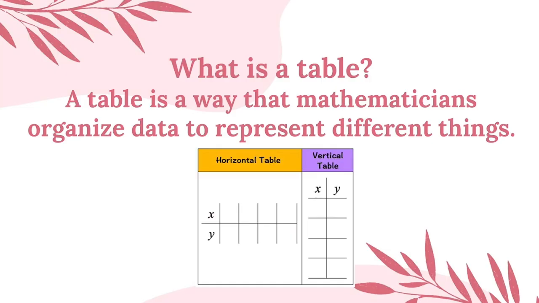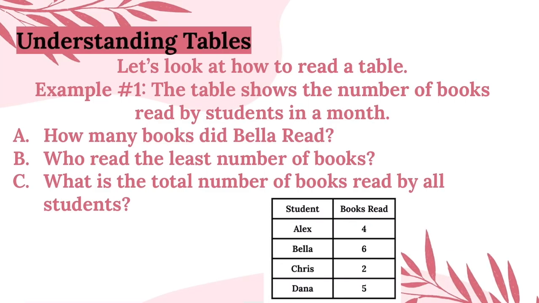So what is a table? A table is a way that mathematicians organize data to represent different things. So you can see there's a picture of a horizontal table and a vertical table. So when we're looking at how to understand tables, we're going to go over an example of reading a table and what information it could tell us.